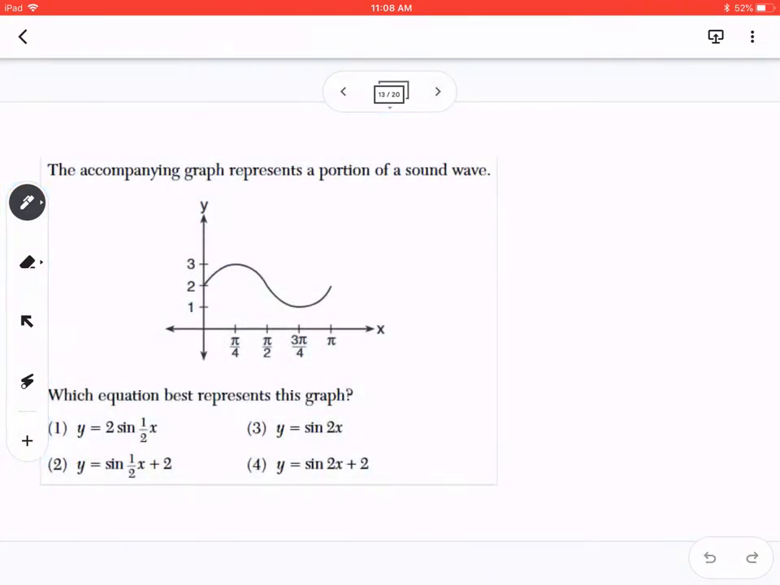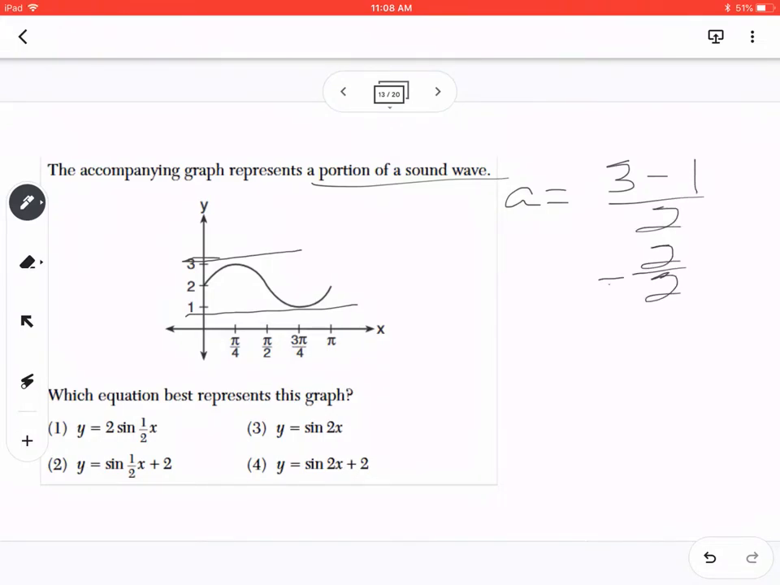In this question, we're asked to look at this portion of a sound wave, and which of these sine functions would be the best equation to represent this. Let's look at the amplitude first. We're going to find the amplitude by taking the max, which is 3, taking off the min, which is 1, and dividing by 2, which is 2 divided by 2. Our amplitude is 1.